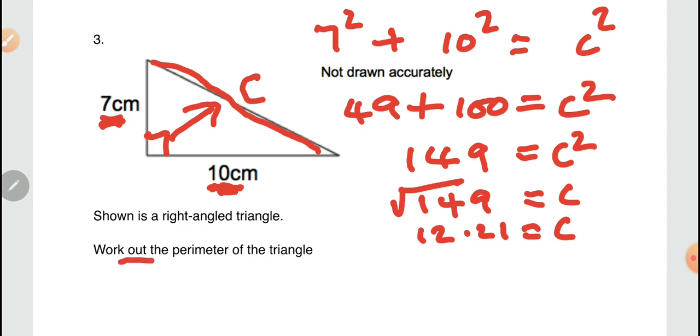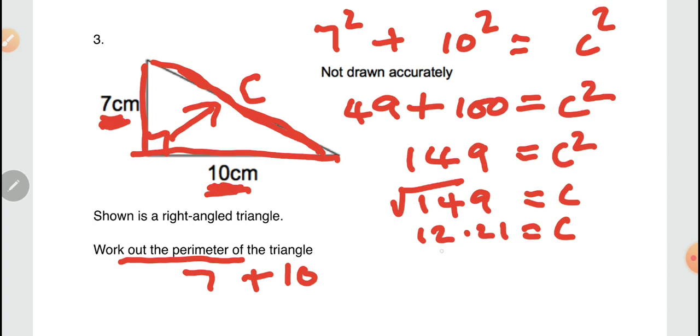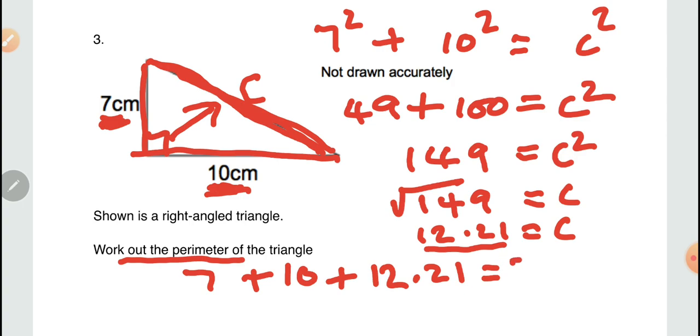Now the question said work out the perimeter of the triangle. That perimeter means if you're walking around all three sides from there to there to there, how much is it? So how long is the distance? So we know that this is 7 here. So 7, we know that this is 10, add 10, and we've just worked out that C, the longest side, is 12.21. So we have to add that now. And we add all three sides together, we will get an answer of 29.21 centimeters. And remember, I rounded the answer to this bit to 2 decimal places.